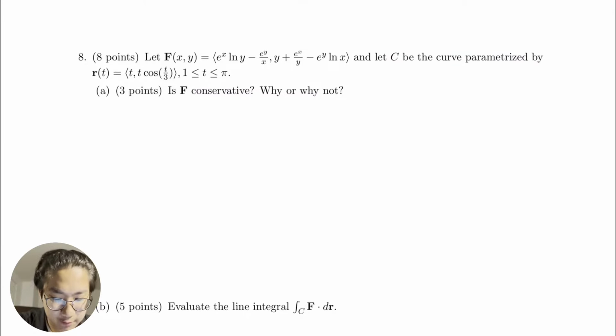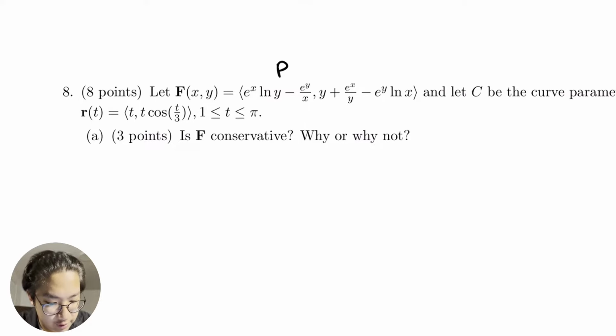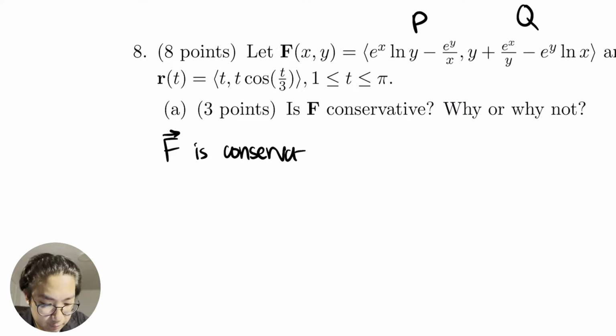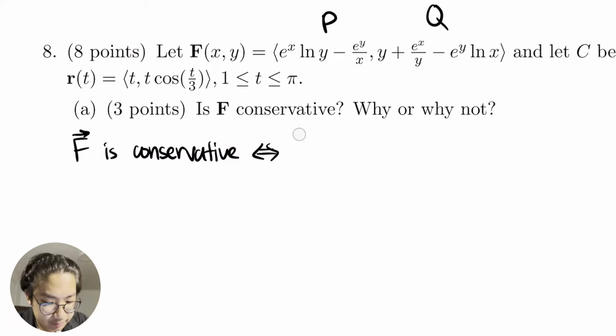Remember, the easy way to do this is to check the partial derivatives of the components of F. So we can just label these as P and Q really quickly. So let's check that. We know that F is conservative if and only if partial P partial y is equal to partial Q partial x.